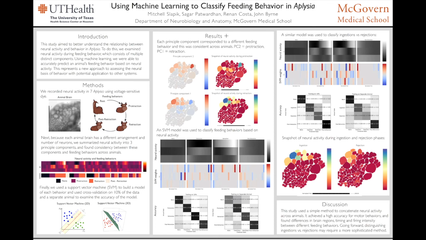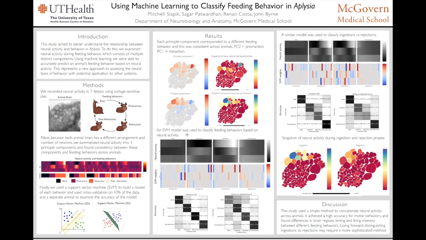So moving on to results, the first thing we noticed is that each principal component seemed to line up nicely to a different behavior. You can see that principal component 2 on the left corresponds to the protraction neural network, which you can see on the right. And similarly in the next row, you can see that principal component 1 on the left corresponded to the retraction neural network on the right. And this pattern was actually consistent across the different animals.